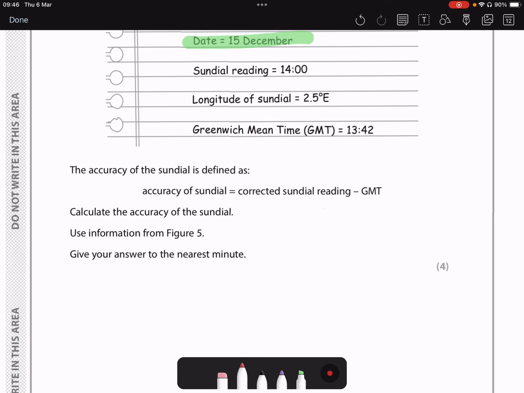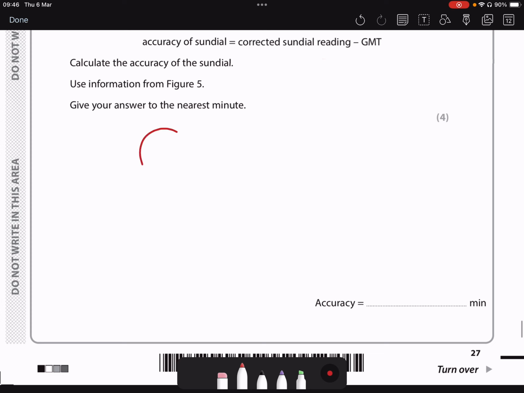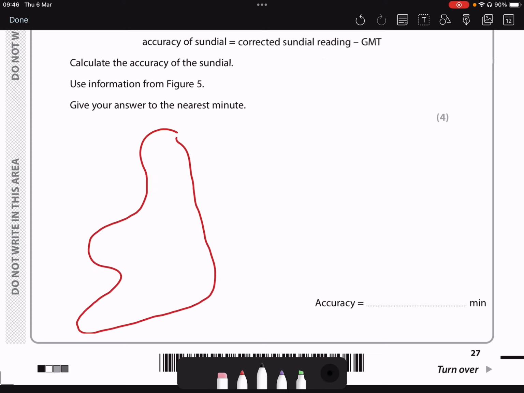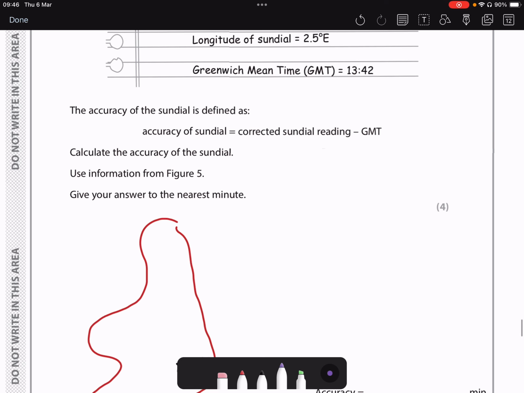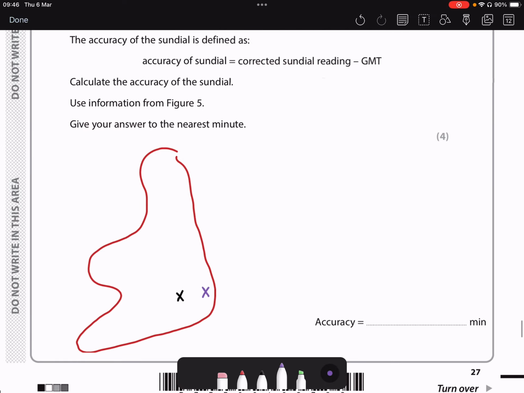And let's draw a diagram as well to help us out. So this is a picture of the UK. Please don't laugh. And we have two important places. We have London, and then we also have our location, which is 2.5 degrees east. So let's think what things we can label on there. Well, let's actually label our EOT first of all. That's the same for everybody. So let's do it in red. EOT on this day is +5 minutes.